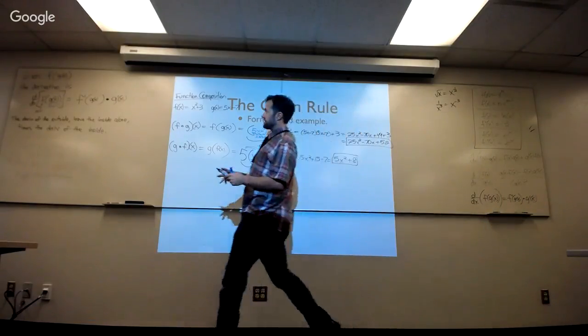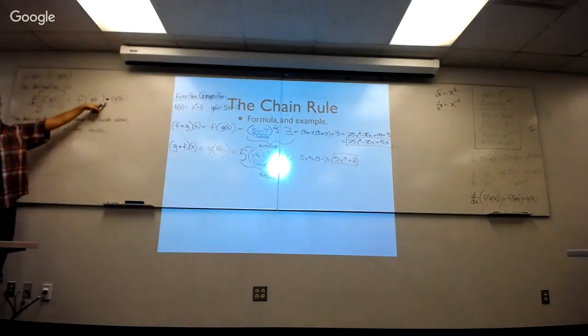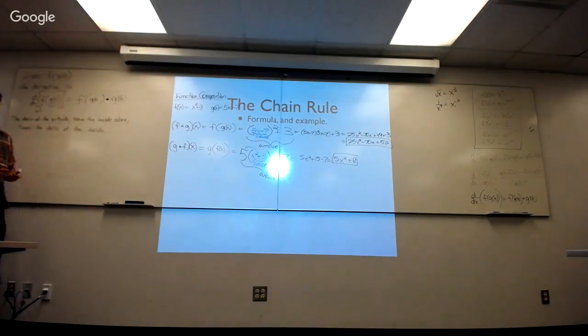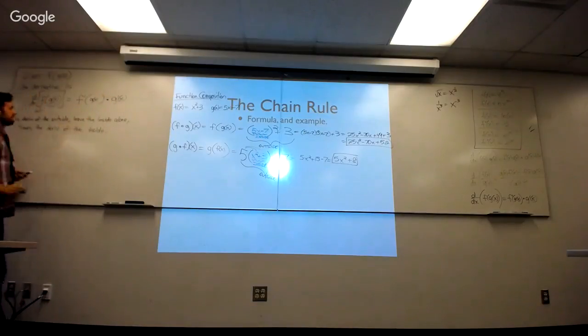And everybody, just so we're clear, I made that dot really big. It's multiplication. That's not function composition. That's just regular multiplication. So it's f prime of g of x times g prime of x. Okay, is everyone really excited to do function composition?